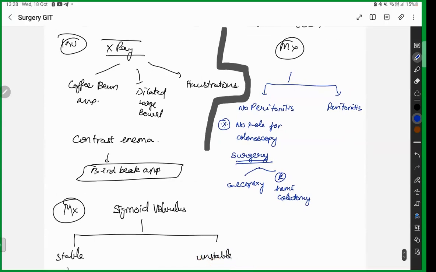So what happens in peritonitis or strangulation? There is going to be, again, right hemicolectomy.